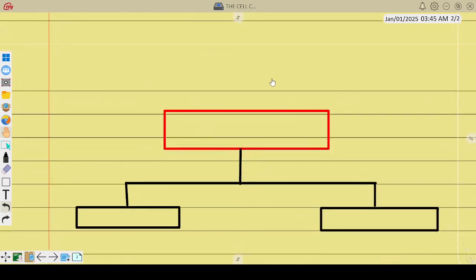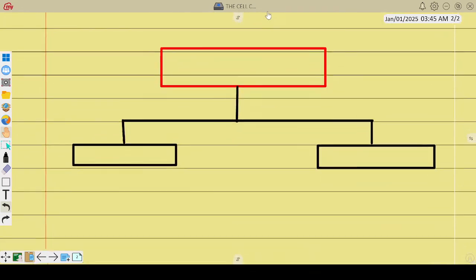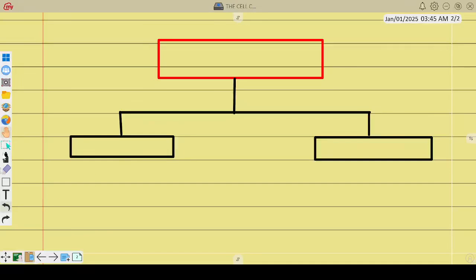So now let's have an overview of this cell cycle. This is the general cell cycle. So that's very, very bad. I hope you read it better.